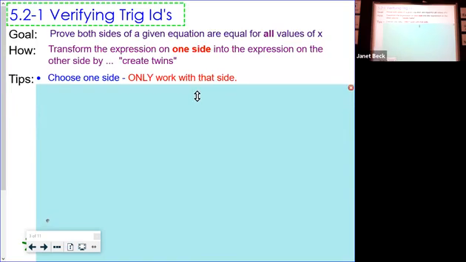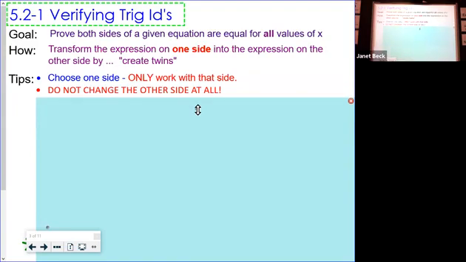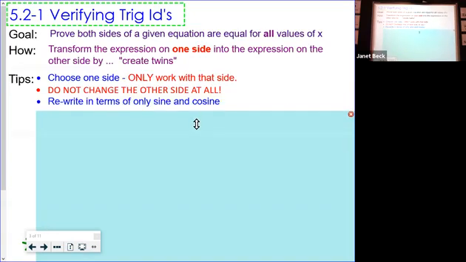Choose one side only and work with only that side. You're not allowed to change the other side in any way, shape, or form. It must stay exactly as it was given to you in the question. When you're choosing the sides, choose the side that looks the most complicated. And then you can just think, well, I'm simplifying this, I'm simplifying it. And you keep on glancing at the other side of the equation. It gives you a clue sometimes on where you're trying to get to.